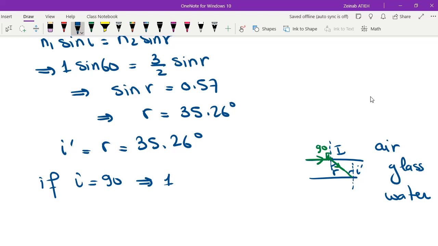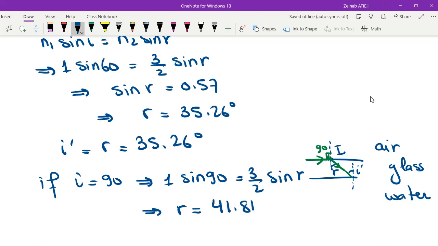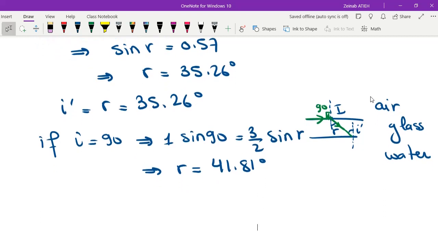Okay, 1 sin 90 equals 3/2 sin R. We do our shift sin work. R comes out to 41.81 degrees. Now I prime is equal to R, which is equal to 41.81 degrees.